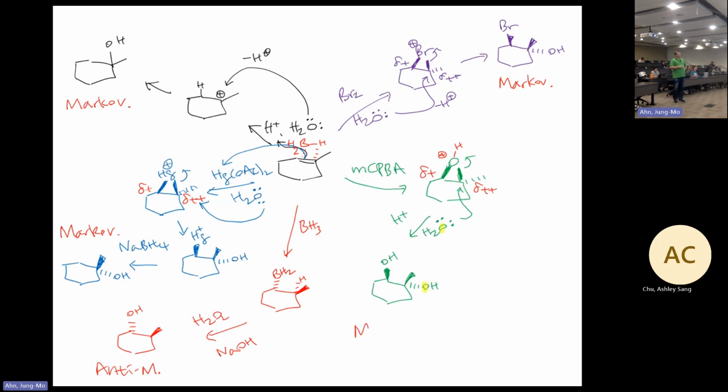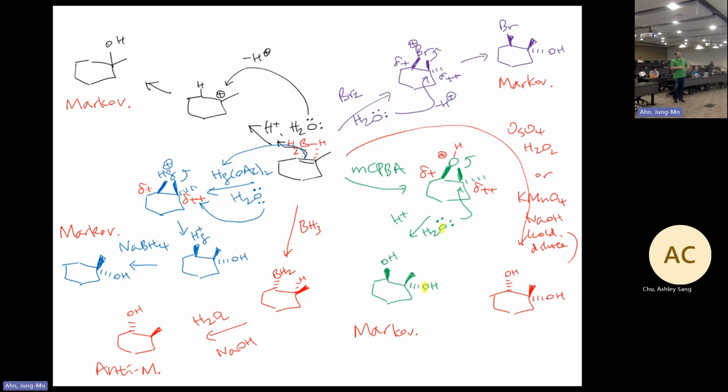But there's another way, which is still, that's why I think it's a Markovnikov product, because the nucleophile is sitting on the more substituted side. Another way is that you treat the double bond with osmium tetroxide or permanganate, cold and dilute, then you're going to get the two hydroxyl groups on the same side, and that is a cis diol.